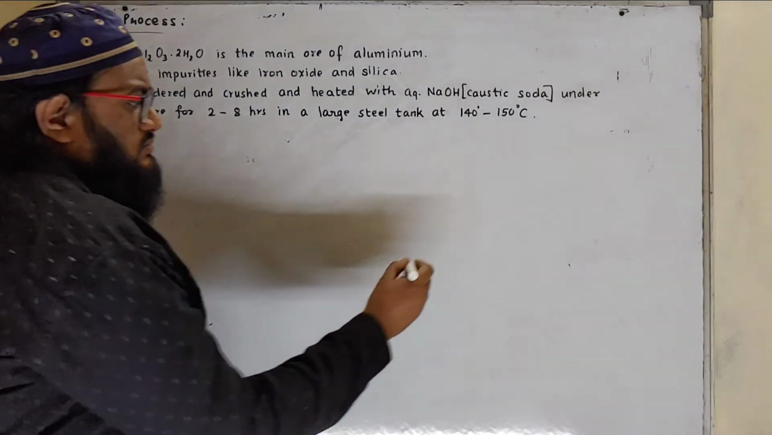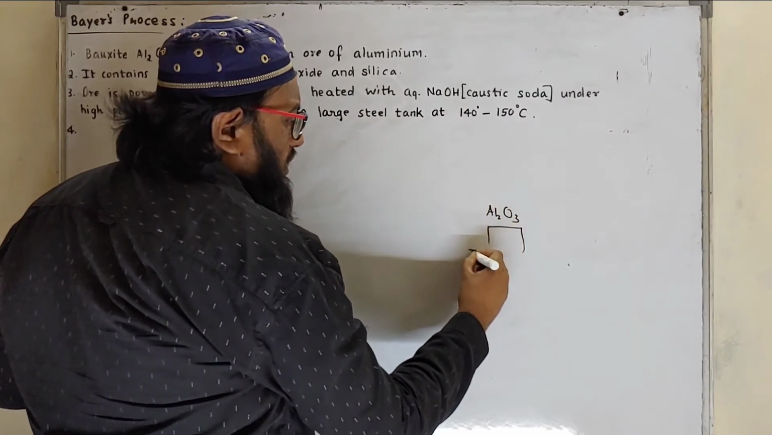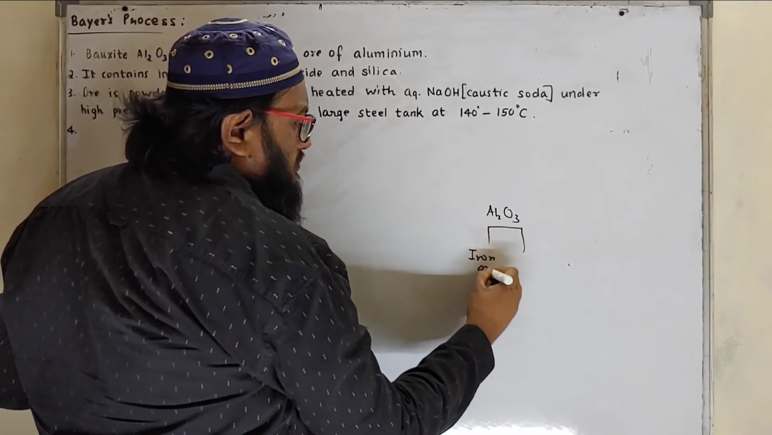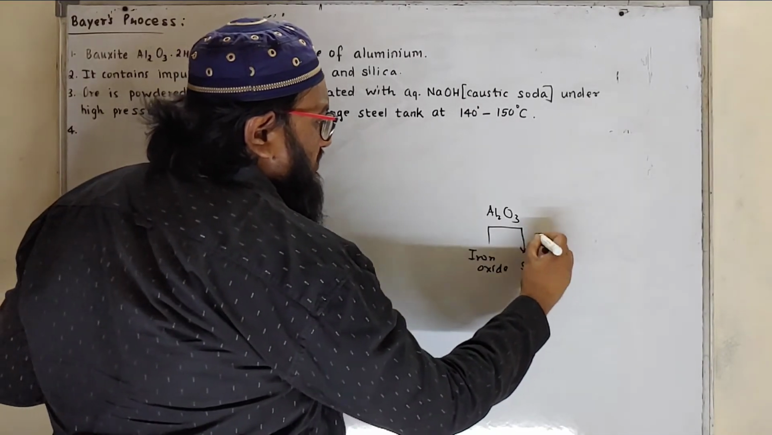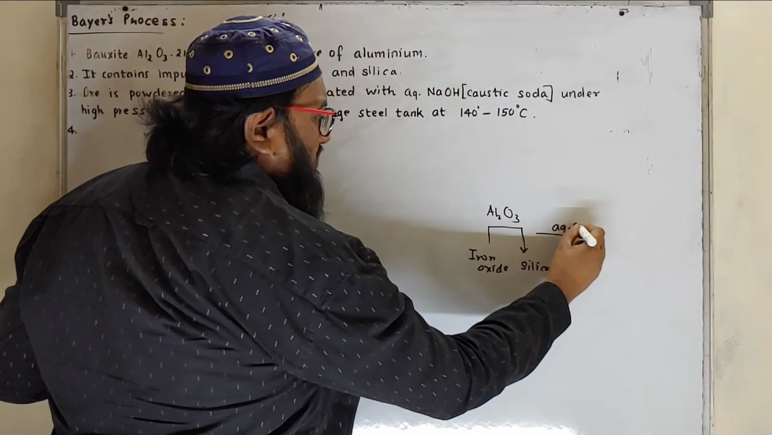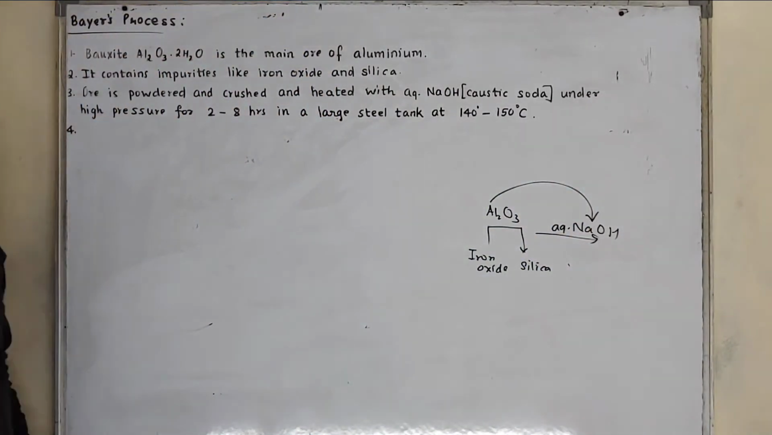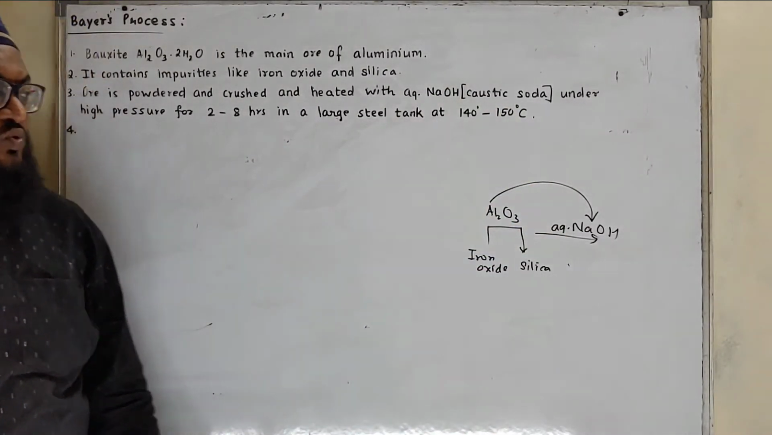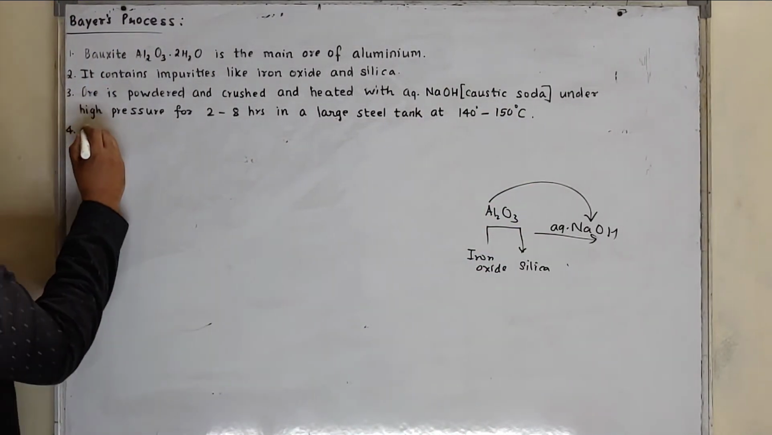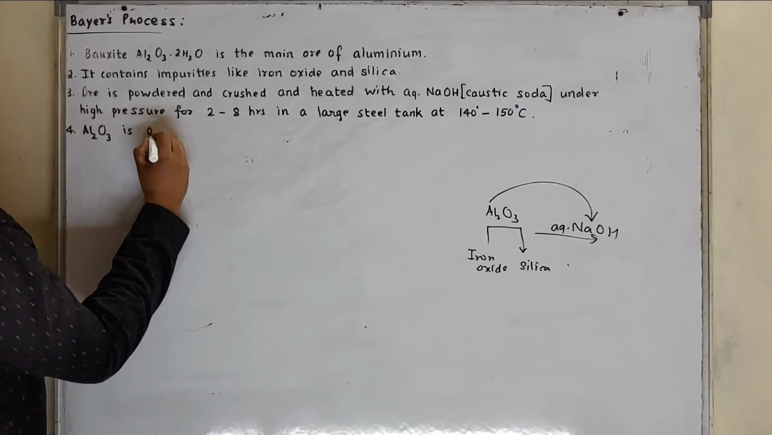What does it contain? Bauxite contains Al2O3, iron oxide and silica. It is heated with what? Aqueous sodium hydroxide. What will happen? Aluminum oxide, since it is amphoteric, dissolves in aqueous sodium hydroxide to form water soluble sodium aluminate. So we can say aluminum oxide, that is Al2O3, is amphoteric.